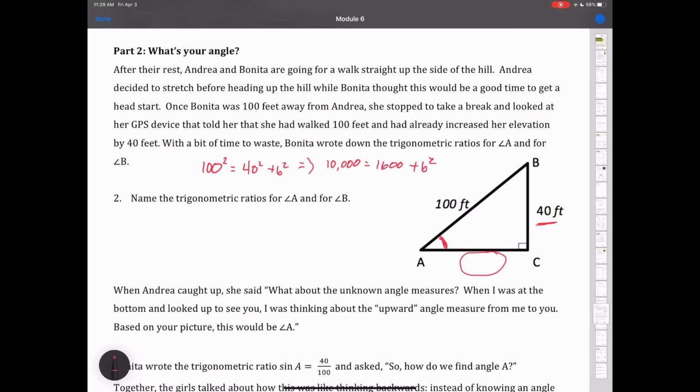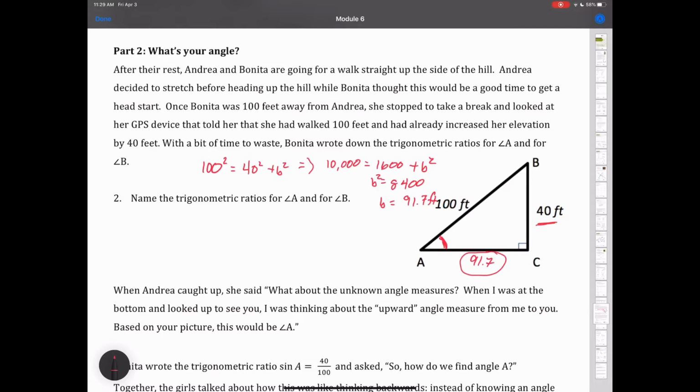And when I go ahead and work this out, I get 10,000 minus 1,600. I get 8,400 equals b squared. And then when I take the square root of both sides, b has a length of 91.7 feet, okay? So this right here is 91.7.